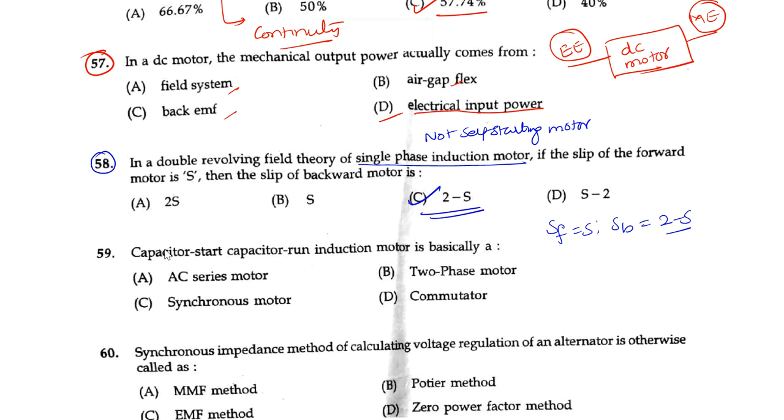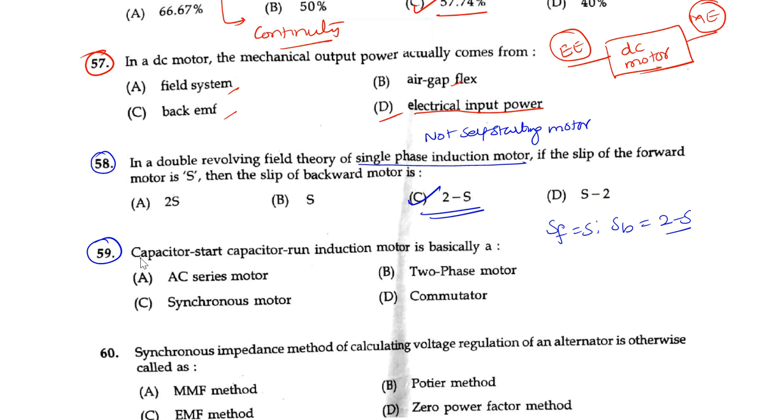Okay, and the next question. A capacitor start, capacitor run induction motor is basically? Just now I told you the capacitor start, capacitor run arrangement is used to start the induction motor, since an induction motor is inherently not self-starting. A three-phase induction motor is self-starting, but a single phase induction motor is not, so we need to provide some extra arrangement here, the capacitor start and capacitor run.